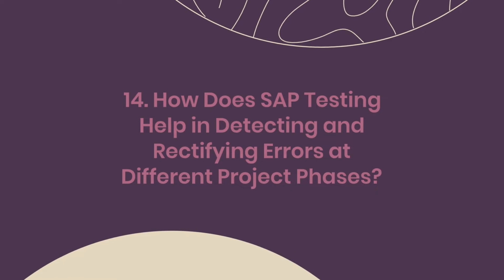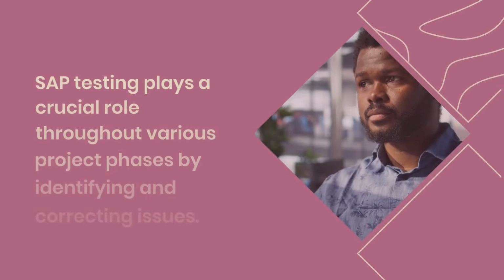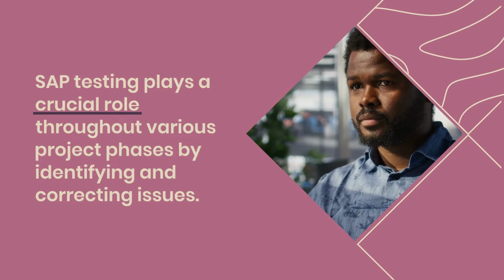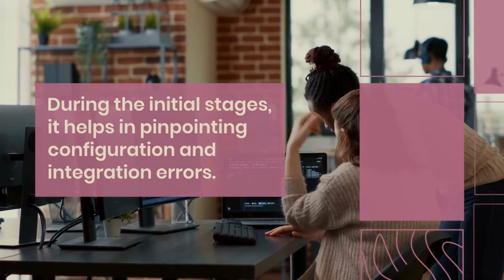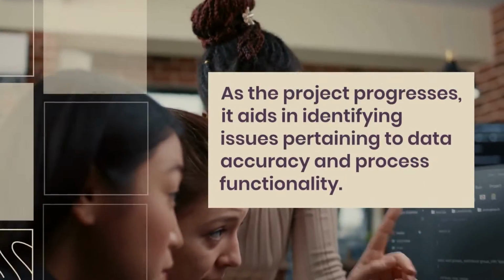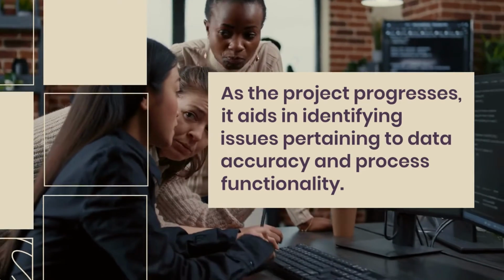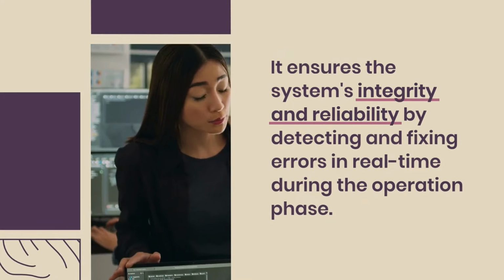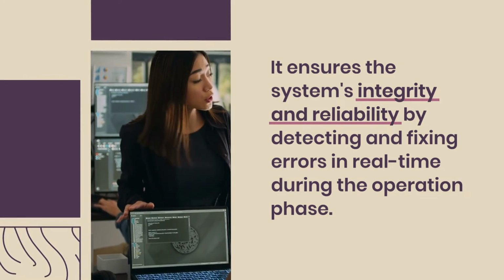14. How does SAP testing help in detecting and rectifying errors at different project phases? SAP testing plays a crucial role throughout various project phases by identifying and correcting issues. During the initial stages, it helps in pinpointing configuration and integration errors. As the project progresses, it aids in identifying issues pertaining to data accuracy and process functionality. It ensures the system's integrity and reliability by detecting and fixing errors in real time during the operation phase.